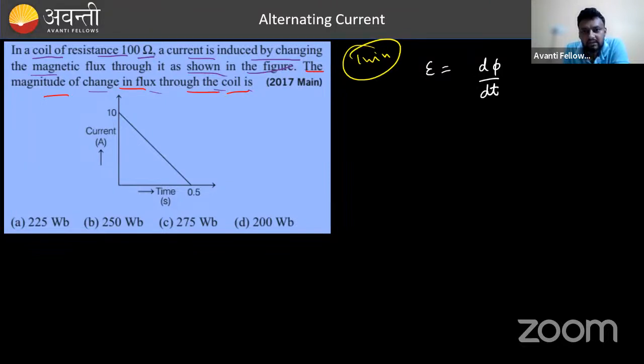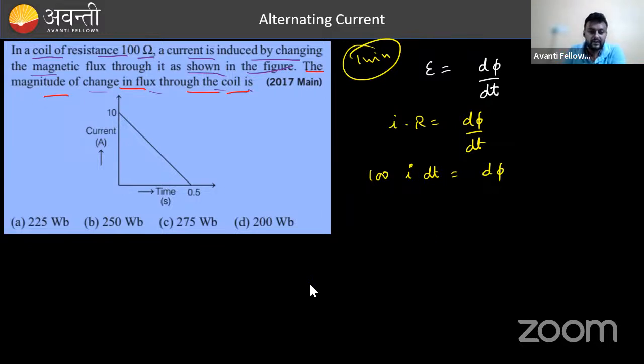Now what is EMF? Resistance is given, so EMF can be written as I into R. That is, I into R is equal to d phi over dt. Resistance is given as 100 ohm. So you can say 100 I, and if I transfer dt here, it is equal to d phi. Clear?